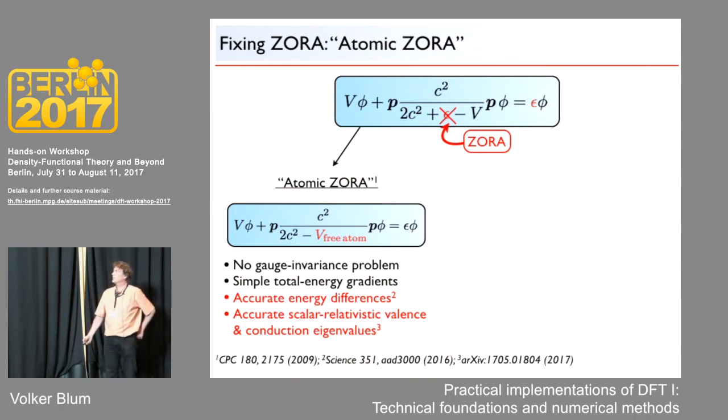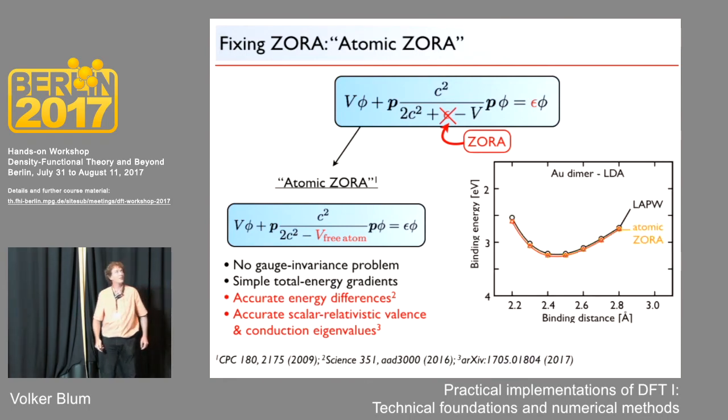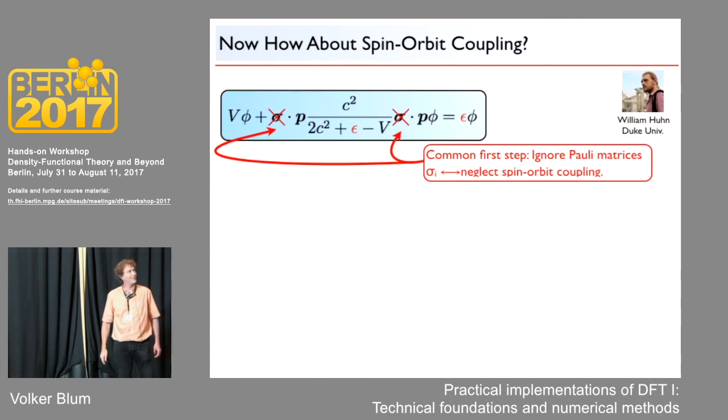And this is often what you need, pretty much in 99% of the cases, what you want for a calculation of structure or chemical properties. And for the gold dimer, this basically brings us back on top of the correct relativistic curve. This is the short version, as I said.